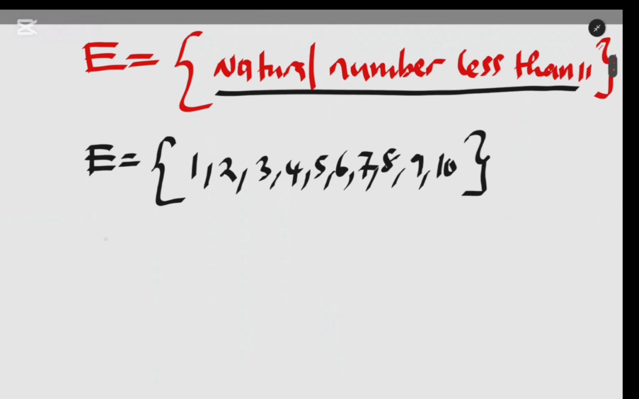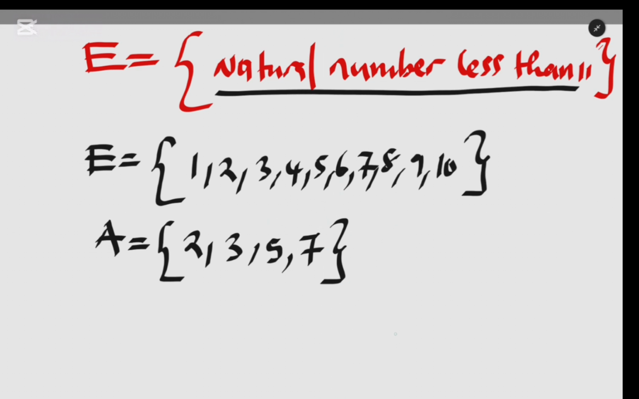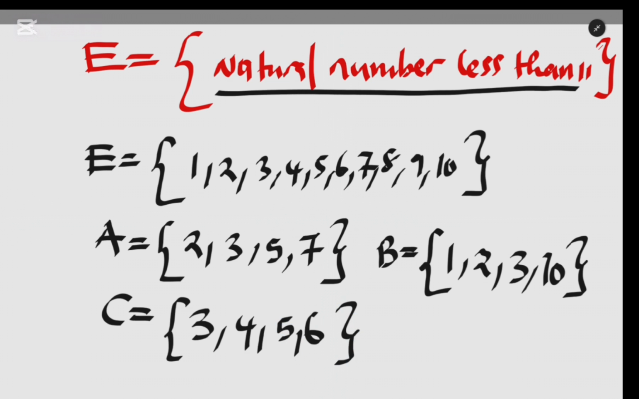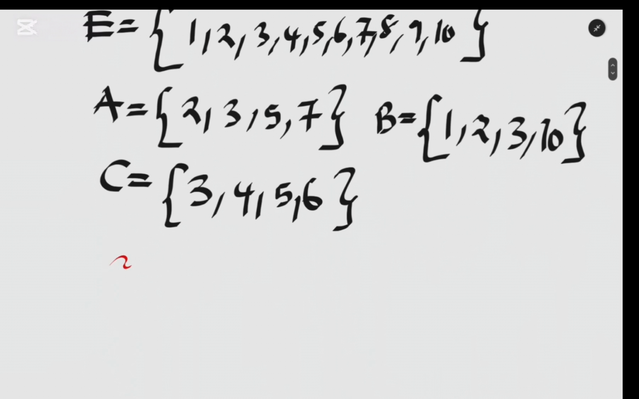Now, let us say set A is given as 2, 3, 5, and 7. Set B is given as 1, 2, 3, and 10. Let us have another set, set C, as 3, 4, 5, 6. Now, with what we've learned, let us say they ask us to list A intersection B.